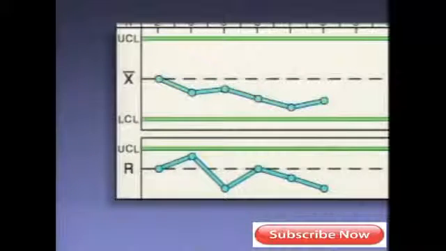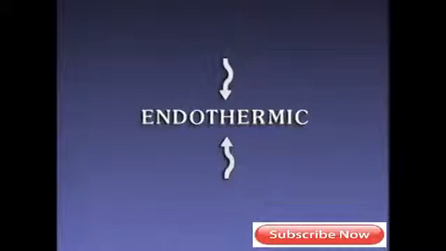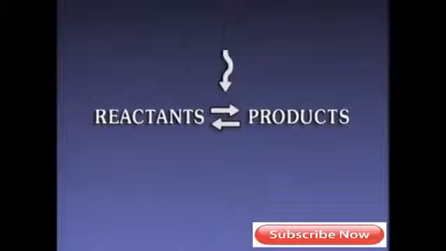Reactions that produce heat after they're started are called exothermic reactions, while reactions that require heat to keep them going are called endothermic reactions. Equilibrium reactions are both exothermic and endothermic. If an equilibrium reaction requires heat to keep forming products, it will produce heat as the products revert back into reactants.